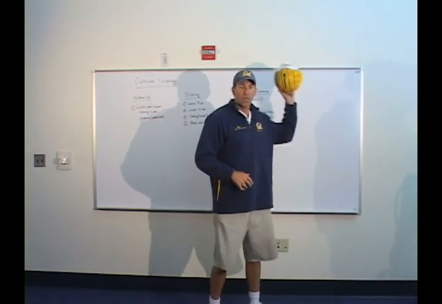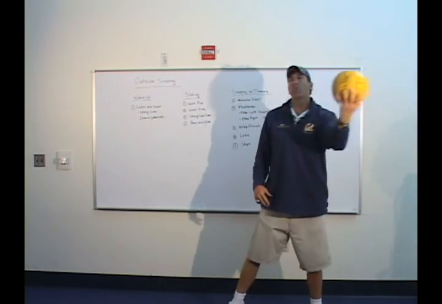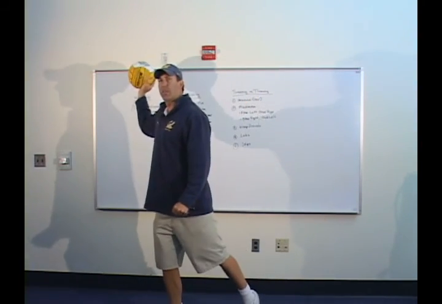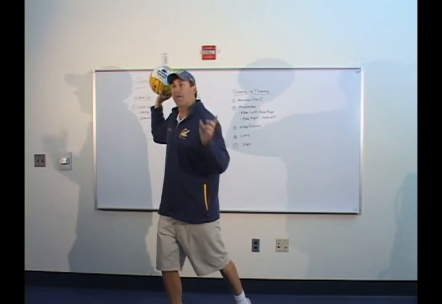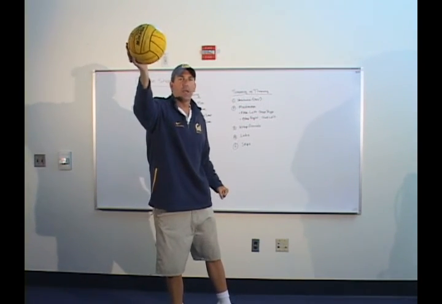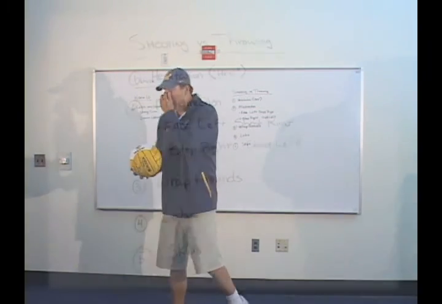Or if I'm left-handed, step to my left and shoot back to the right. Again, creating a motion that commits the goalie to thinking that I'm going to go to the right side of the cage, and then I'm bringing it back to the left side of the cage.